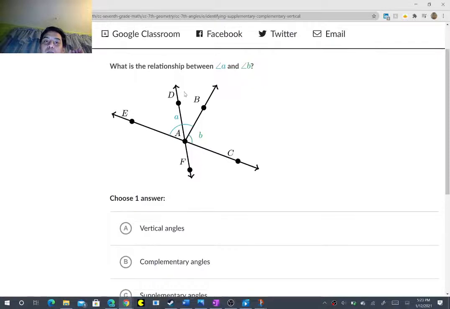Okay. This is pretty simple. This one is like the other one that we did earlier. Angle A and angle B, you see how they form a really big angle here, and it goes all the way from one side of the straight line to the other side of the straight line. Yeah, that is a 180-degree rotation. So this would be 180 degrees.